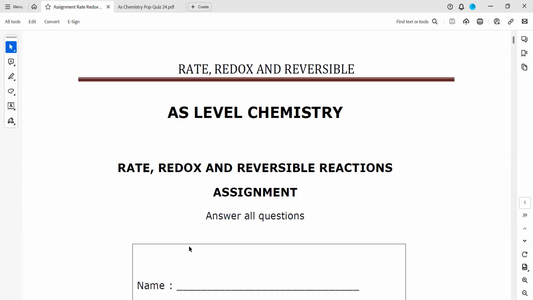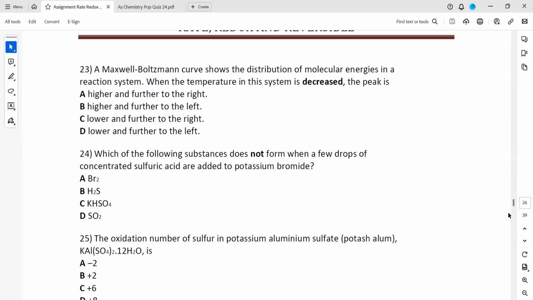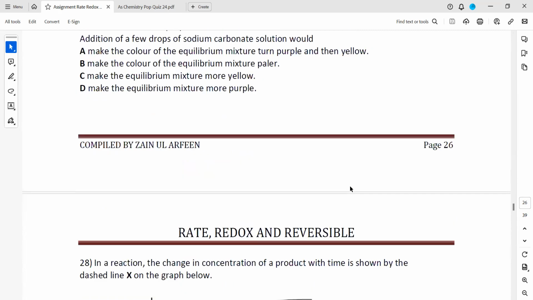So rate, redox, reversible, we were doing this exercise assignment. We did the 27 questions. So question 28.